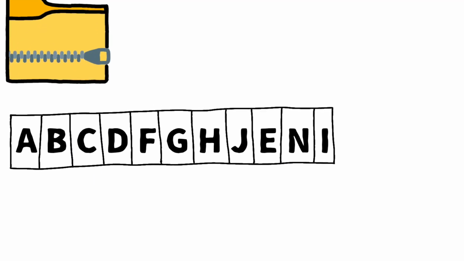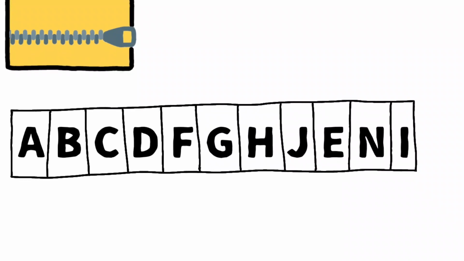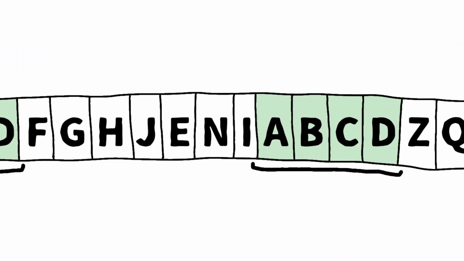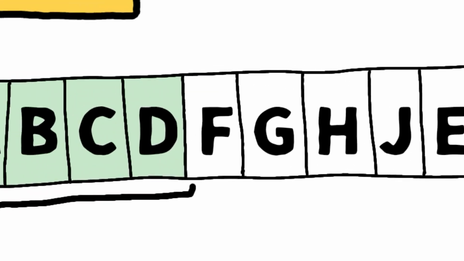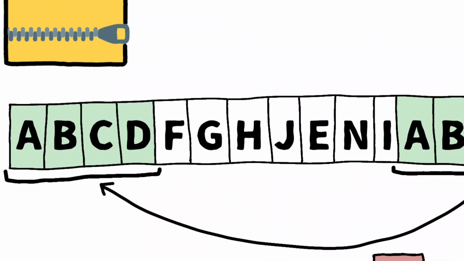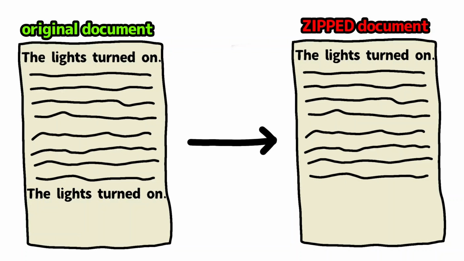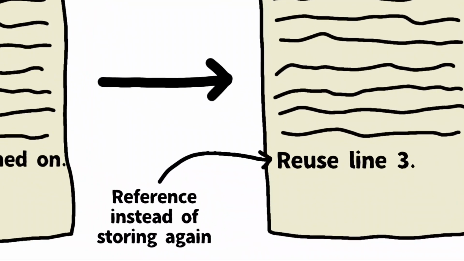Here's the basic idea. As zip reads through your file, it keeps track of the data it has already seen. Whenever it comes across a sequence that appeared earlier, instead of storing that sequence again, it stores a small reference to the first occurrence. Imagine a document that contains the sentence, "The lights turned on." A few lines later, the exact same sentence appears again. Instead of storing the entire sentence a second time, zip stores a tiny reference that essentially says, "Reuse line 3."